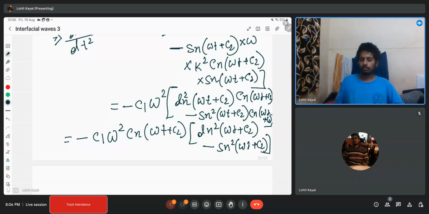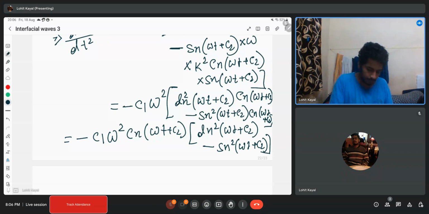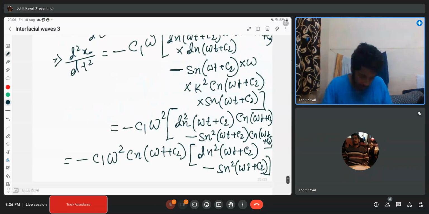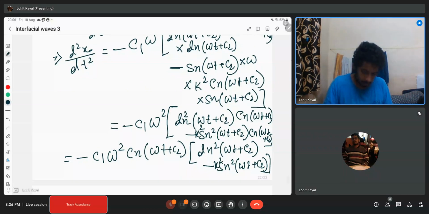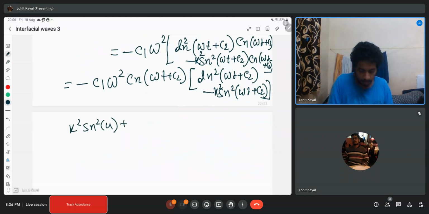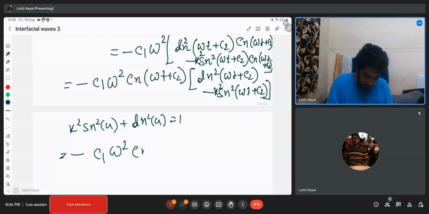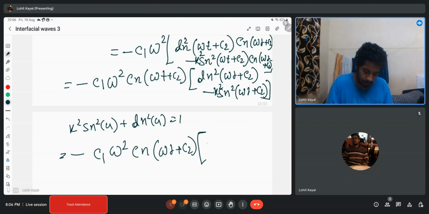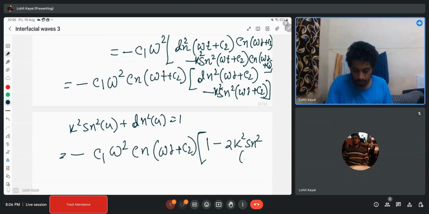Now there is a relation between dn square and sn square. I am making some mistake, there is a k square here. So what is the relation? The relation is k² sn² u plus dn² u equal to 1. So you can write it as minus c1 ω² cn(ωt + c2), so it will be 1 minus 2k² sn²(ωt + c2).